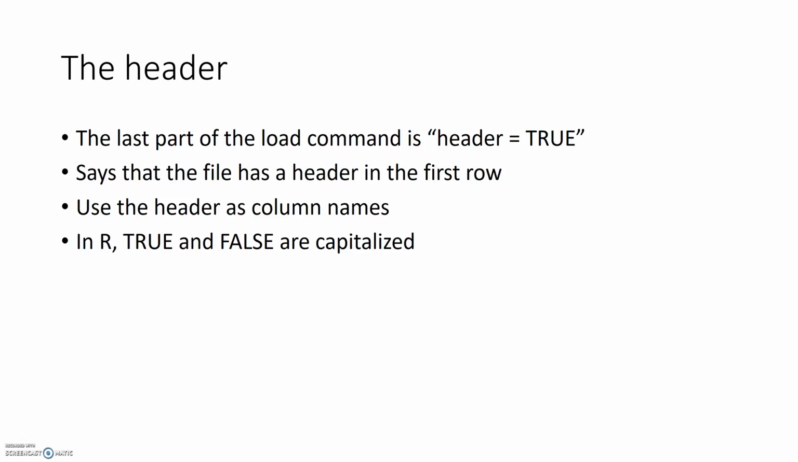The last part of the load command is header equals TRUE. Now I put it in quotes. It's actually not in quotes in the command. The westroxbury.csv name is, but the header equals TRUE is not. It says that the file has a header row in the first row, which is fine, because our file does. We're going to use the header as column names, and in R, both TRUE and FALSE are capitalized. That's just a feature of R, that the booleans TRUE and FALSE are capitalized.